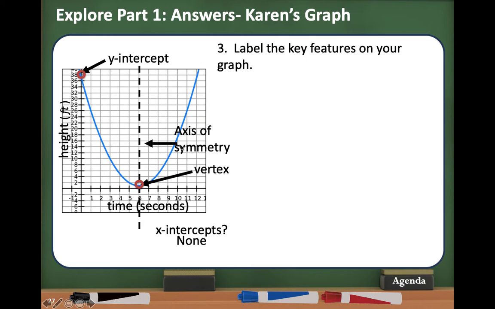X-intercepts, well, does this U-shaped parabola actually touch the x-axis in any way? Let's look. No, it doesn't. And guess what? That happens sometimes. Quadratic functions, in their parabolas, don't have x-intercepts sometimes. They can hover above it, right?